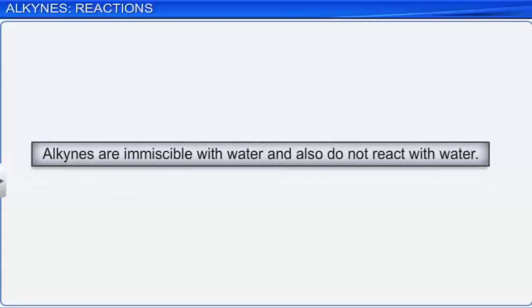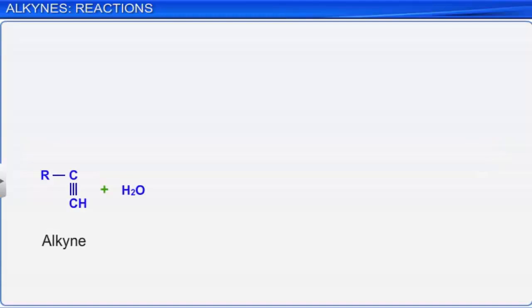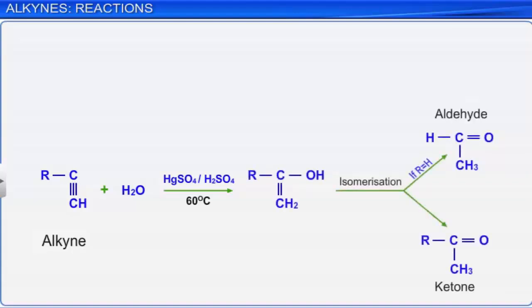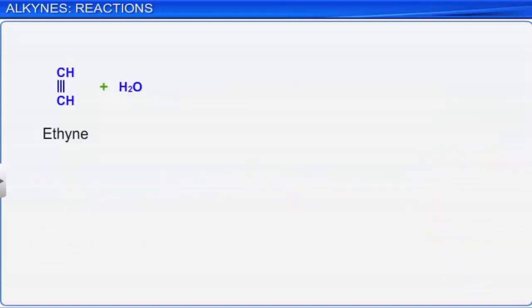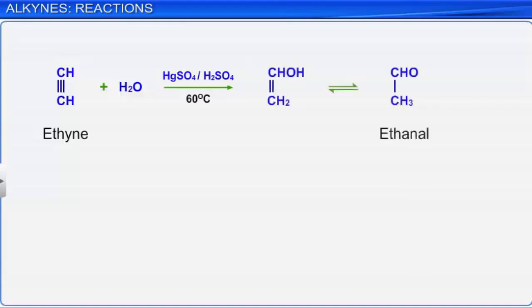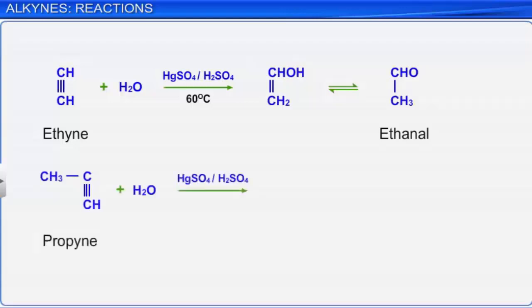Like alkanes and alkenes, alkynes are also immiscible and do not react with water. However, in the presence of dilute sulfuric acid and mercuric sulfate at 60 degrees Celsius, alkynes add 1 water molecule to give aldehydes or ketones. For example, ethyne reacts with a water molecule in the presence of dilute sulfuric acid and mercuric sulfate at 60 degrees Celsius to give ethanal. Similarly, propyne reacts to give propanone.